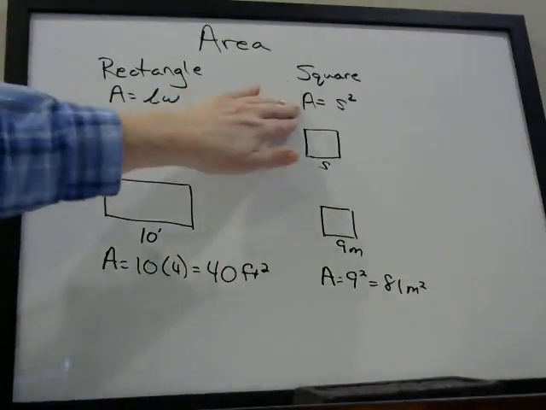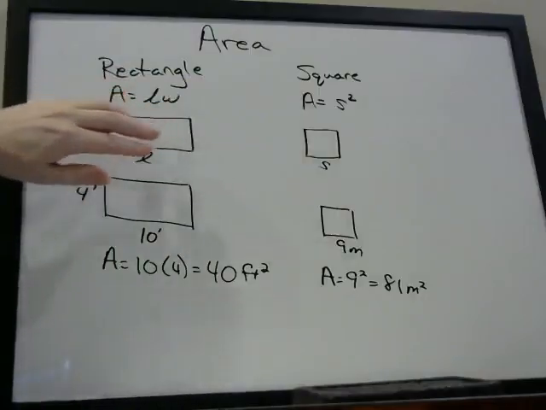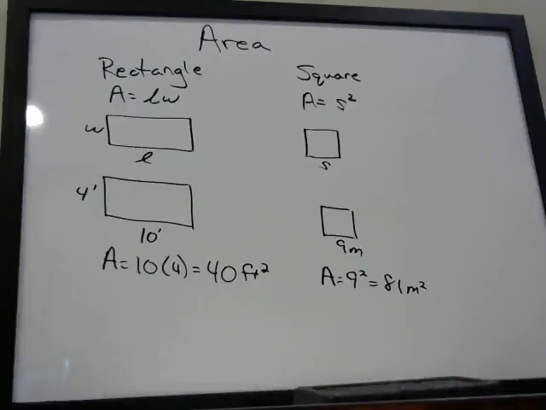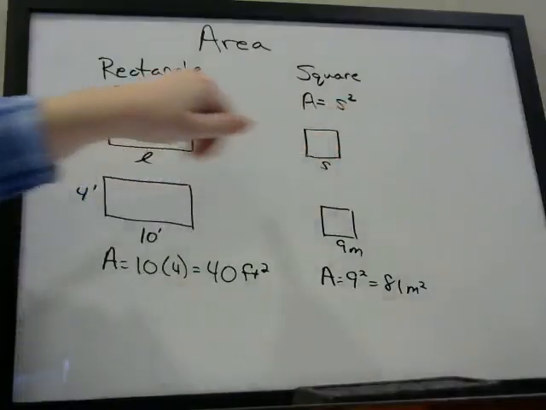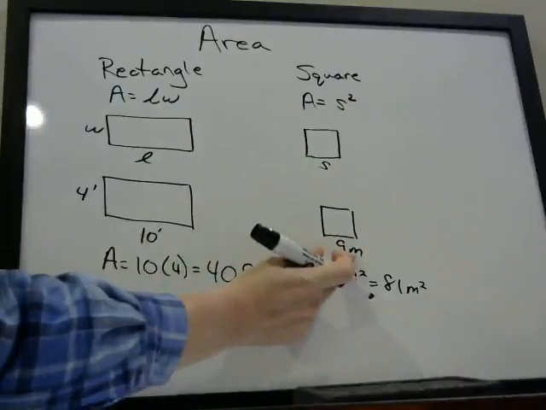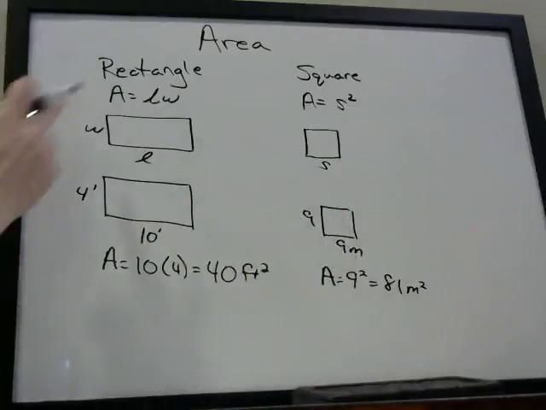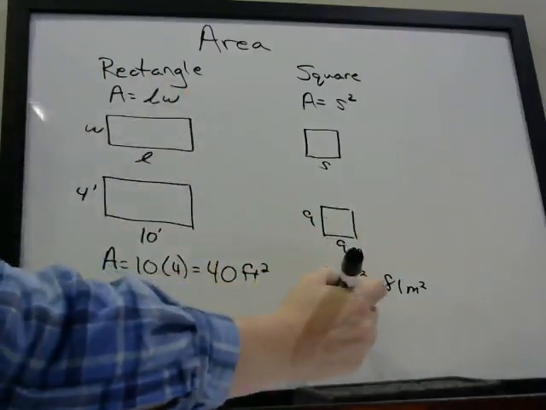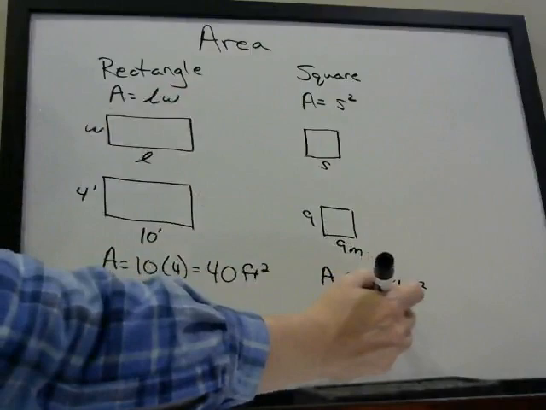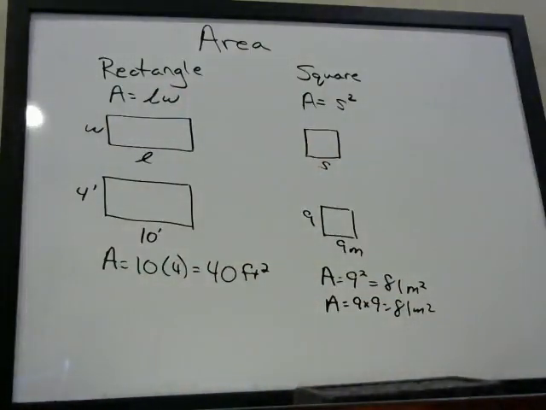Now remember that the square is just a special case of the rectangle. It's just like a rectangle, except all the sides are equal. So if it's easier for you to think about, instead of thinking of it as S squared, you can still think of it as length times width. Because remember, if this side is 9, we know that side is 9. So if you want to think of it as length times width, then area equals 9 times 9, which is, again, 81. So you're obviously going to get the same answer. It's just how you're going to think about the problem.